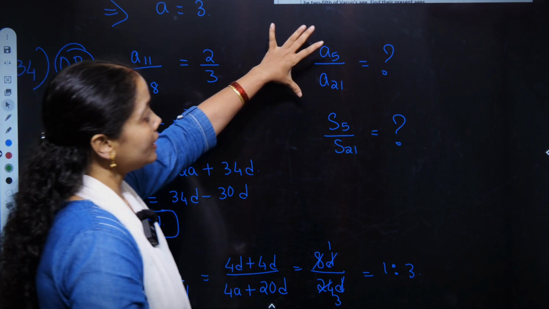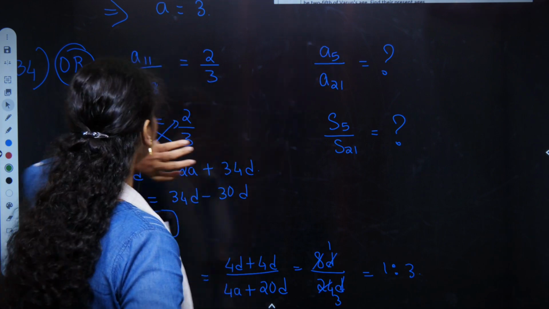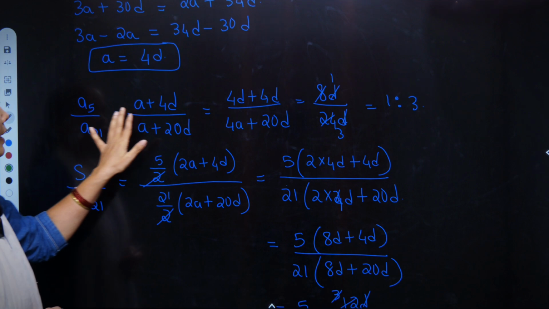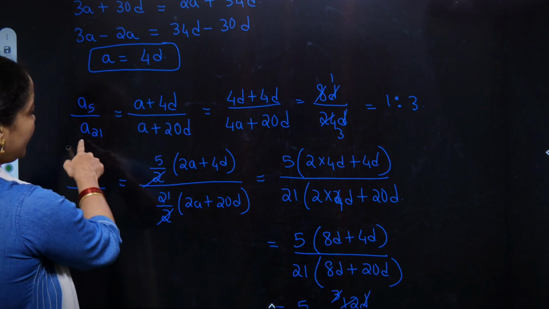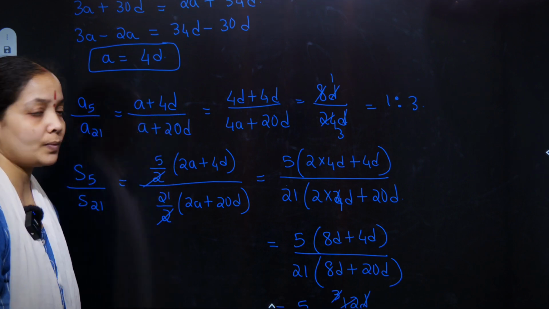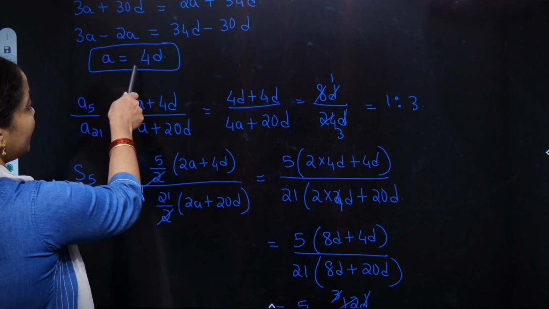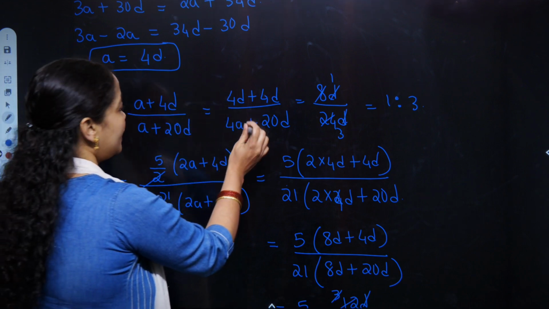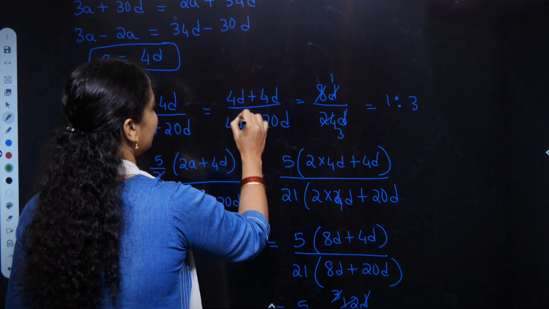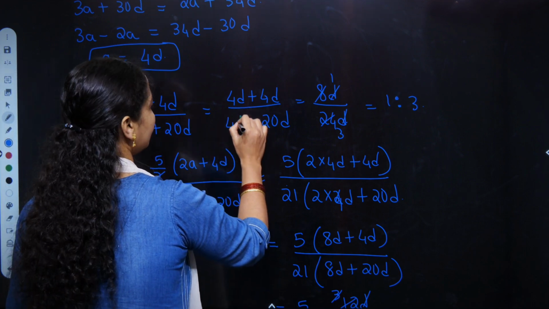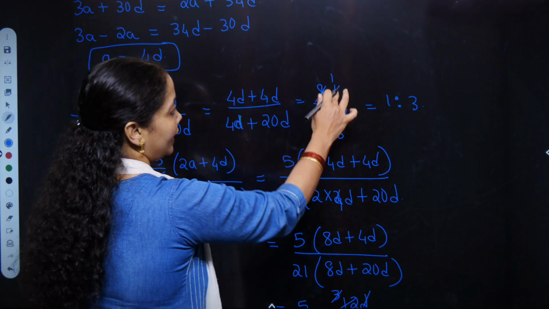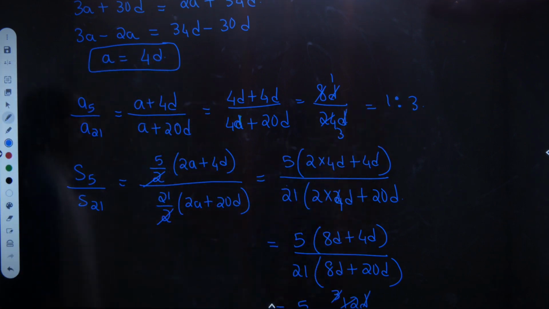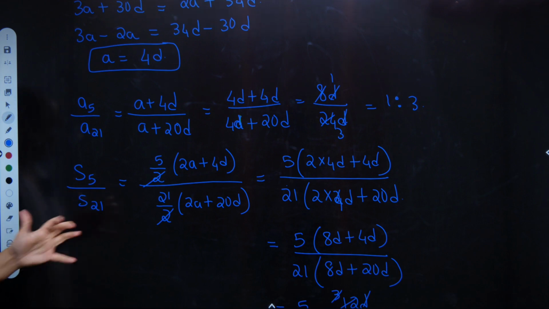Now what should I find? A5 by A21. A5 divided by A21, A5 elaborating as A plus 4D, A21 elaborating as A plus 20D. What is A? According to the block it is 4D, so substitute it there: 4D plus 4D, 4D plus 20D. Therefore, 8D by 24D, I got the ratio as 1:3. My first part is done. Now I have to find S5 by S21.